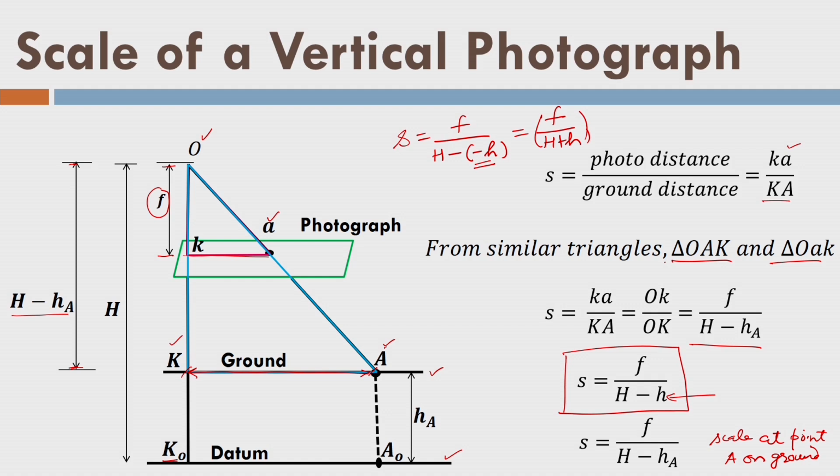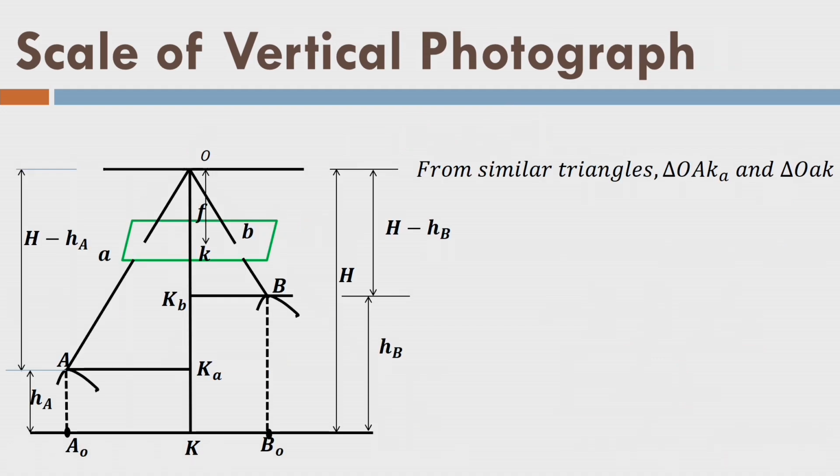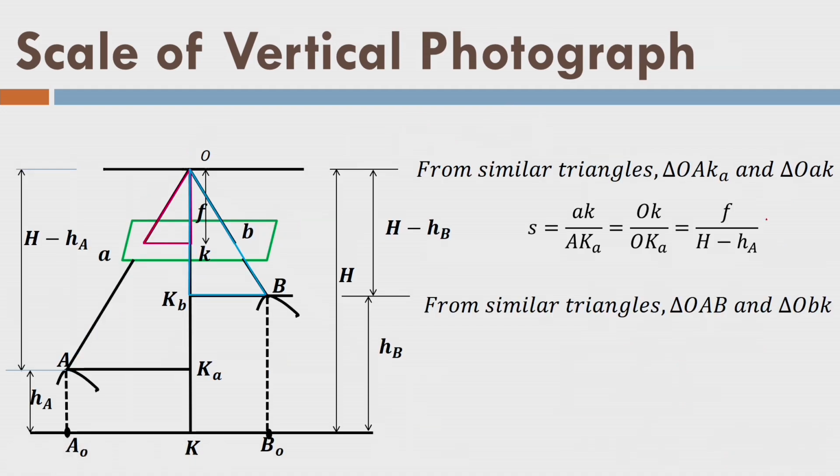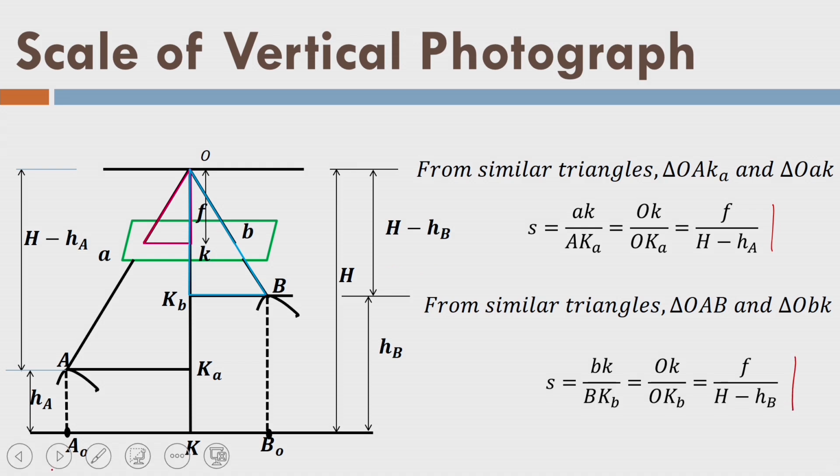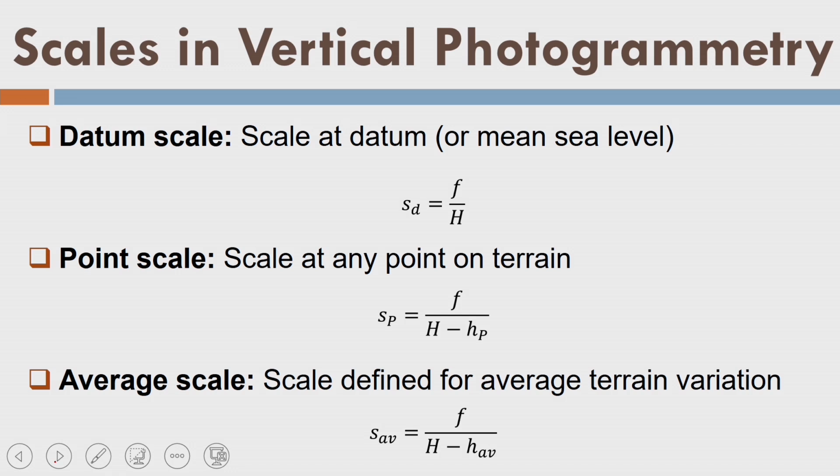Remember that we always measure the flying height with respect to the datum. So, here I am showing 2 points. So, at point A I have this scale and at point B I have this scale. I hope you are very much familiar now with the scale. So, let me define some different type of scale. First of all, a datum scale. If a point A is lying on the datum, that will be the scale here, and we call it SD, that is scale at datum.